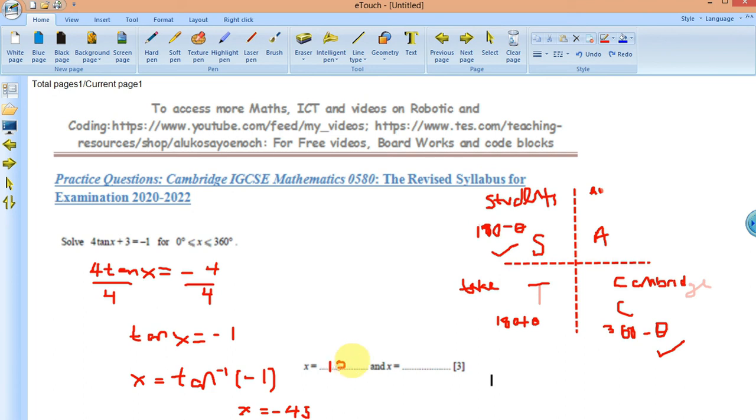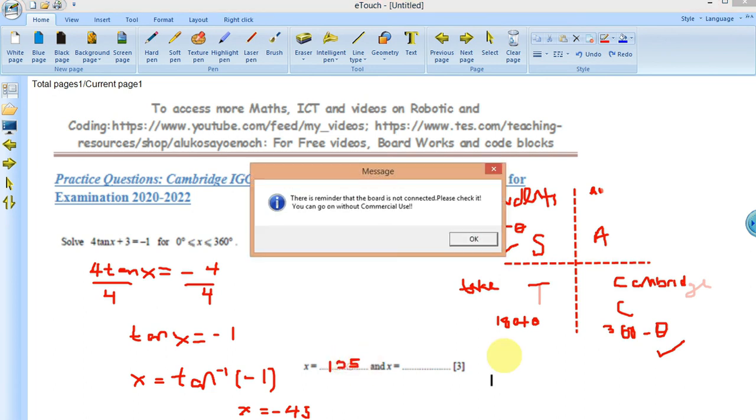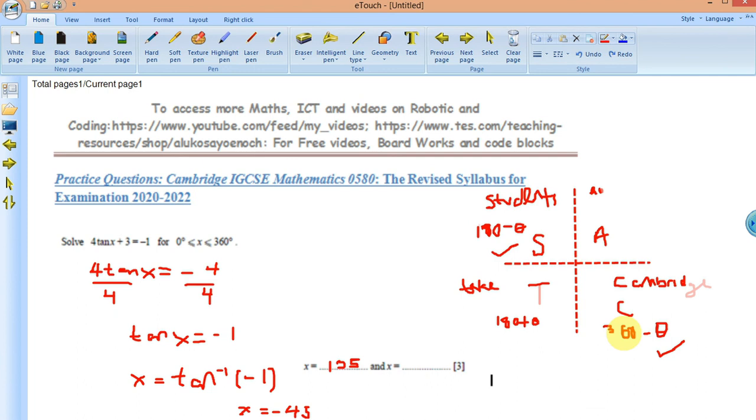So that's the first group. And also this is the fourth quadrant. What we have on the fourth quadrant is 360 minus theta. So that is 360 minus 45, and that is 315. These are the two possible values of x that satisfy the equation for this domain.